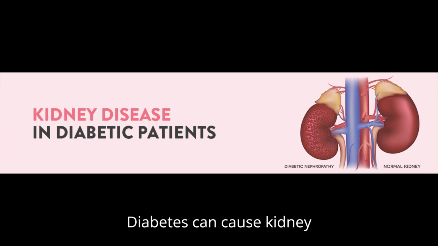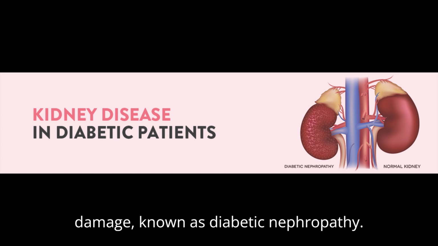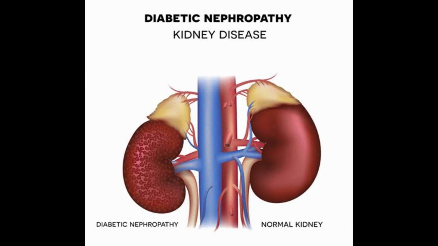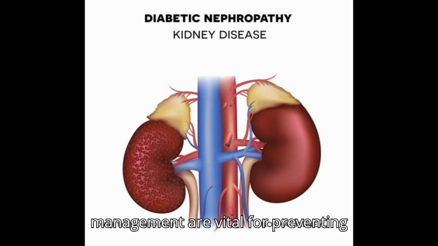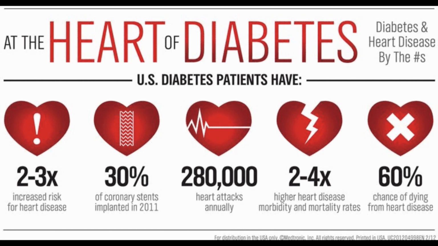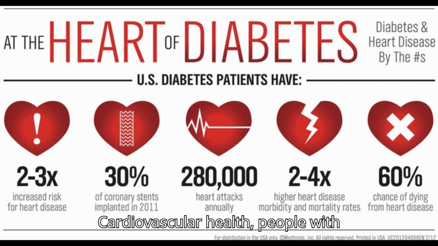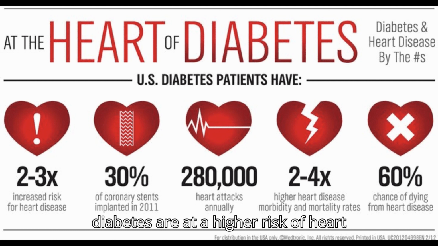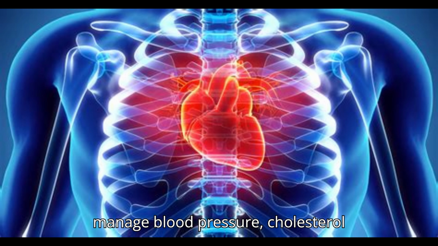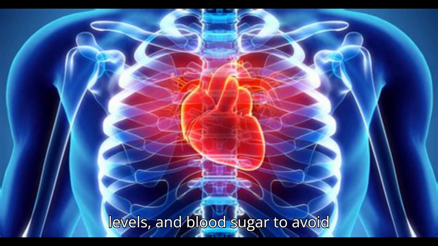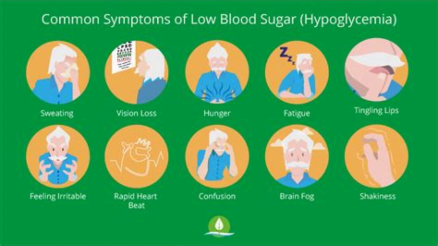Kidney health: diabetes can cause kidney damage, known as diabetic nephropathy. Regular urine tests and blood pressure management are vital for preventing kidney issues. Cardiovascular health: people with diabetes are at a higher risk of heart disease and stroke. It's important to manage blood pressure, cholesterol levels, and blood sugar to avoid cardiovascular complications.